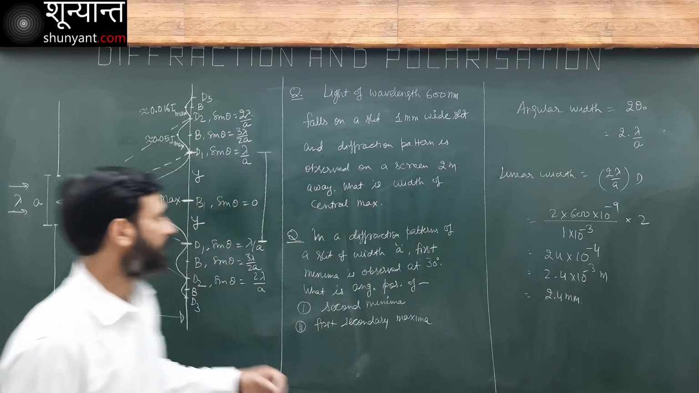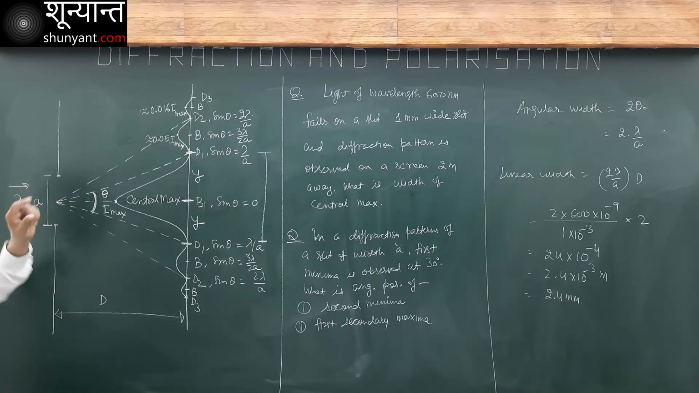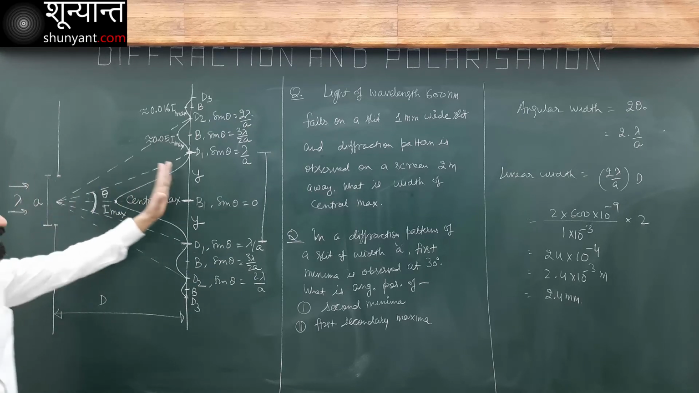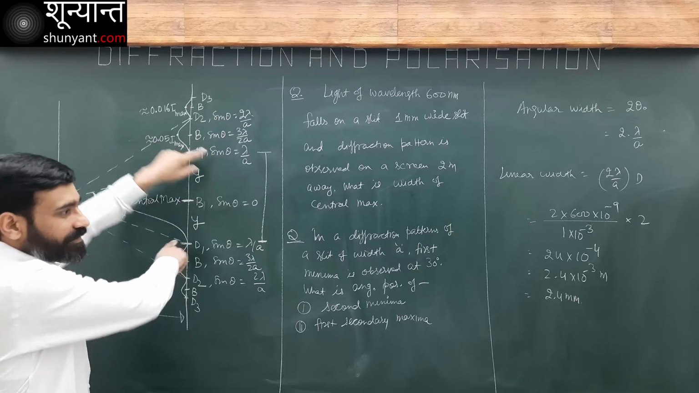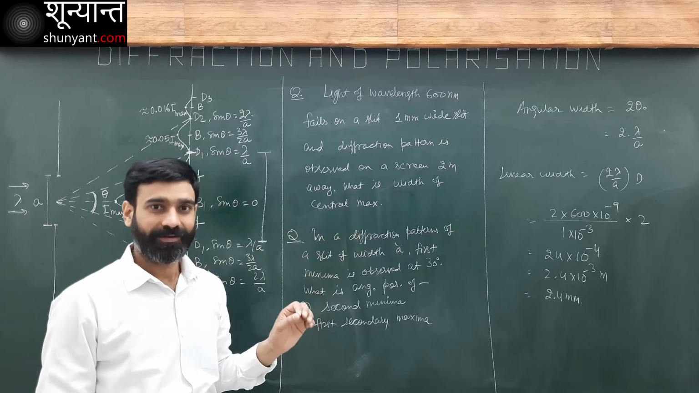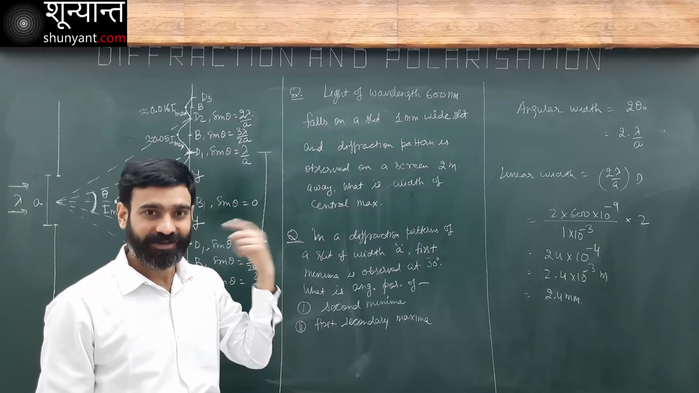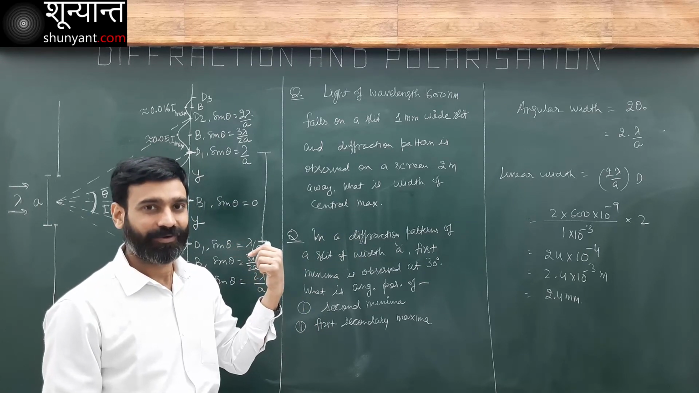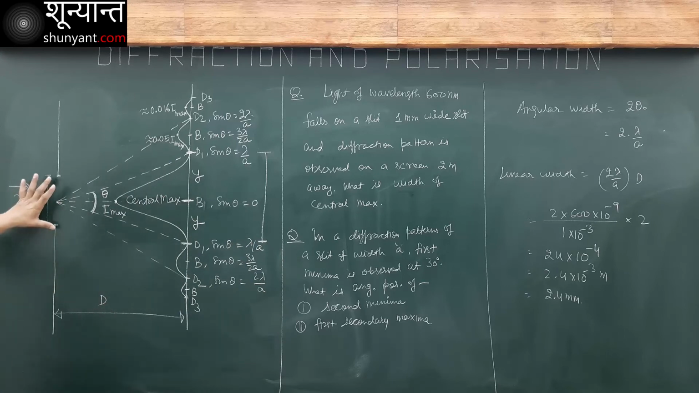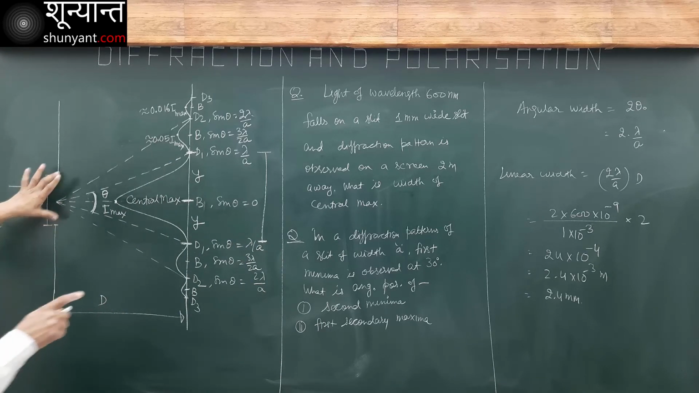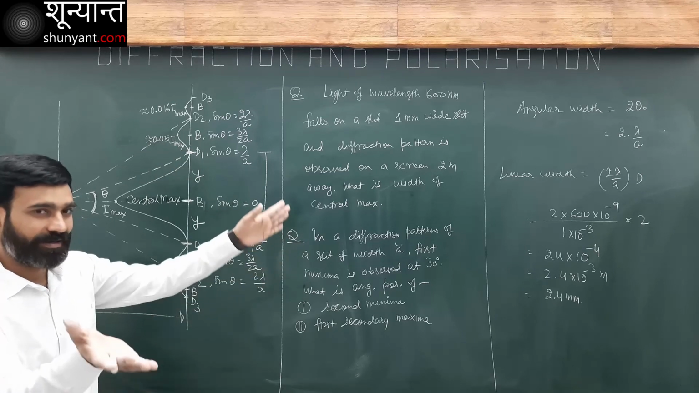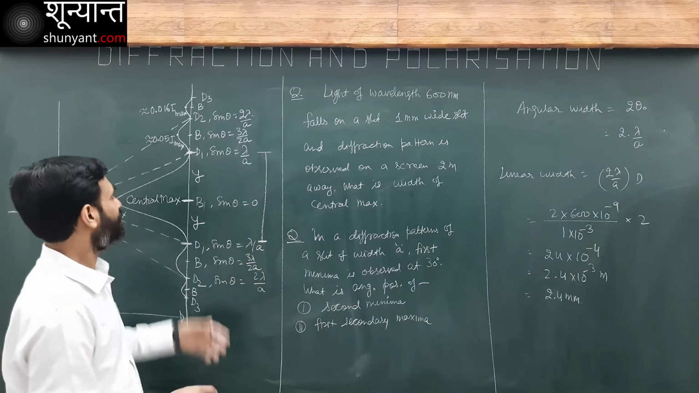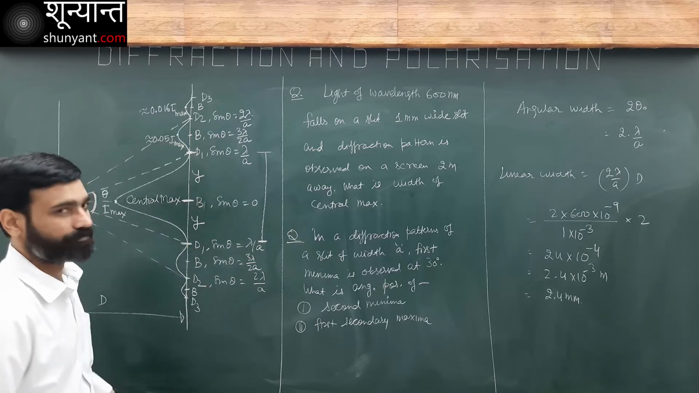Now what it means is that I have this opening, this hole of size 1 millimeter, and on the screen here I see a bright spot. Bright spot of what size? 2.4 millimeter, with the first experiment that we discussed. This slit opening size is 1 mm, and this size of central maxima is 2.4 mm. The light is spreading. This is diffraction, plus we are getting this diffraction pattern also.